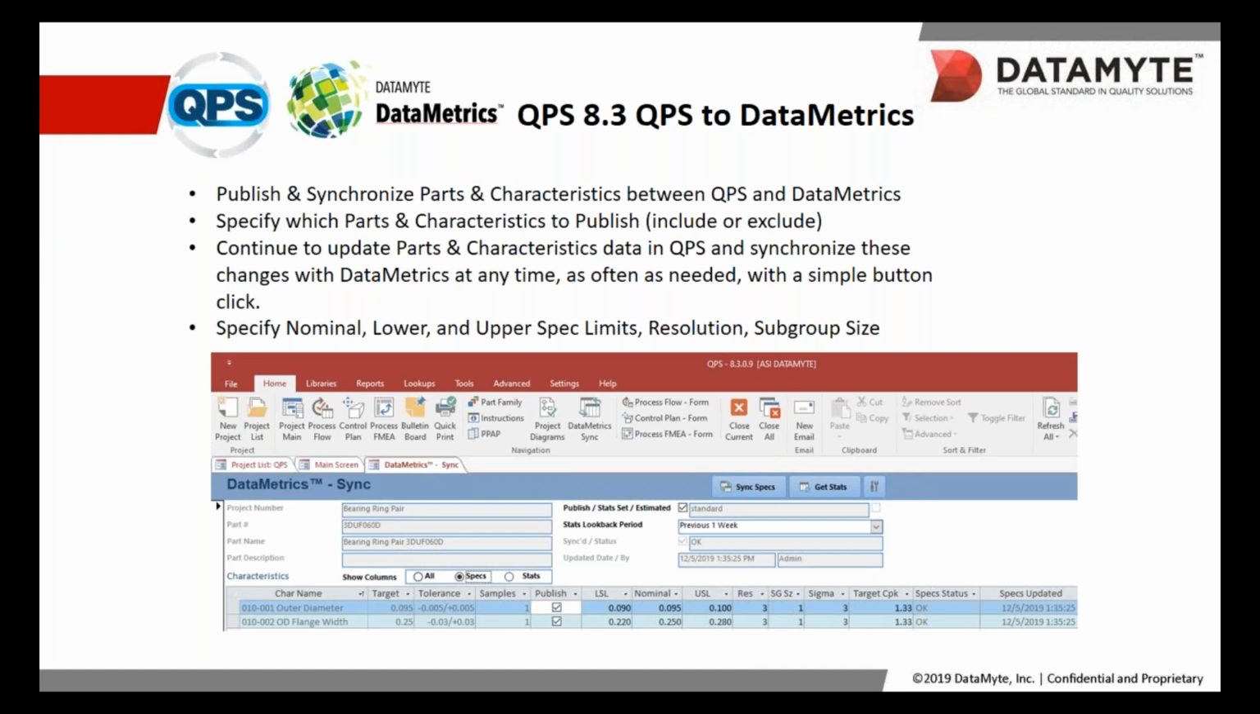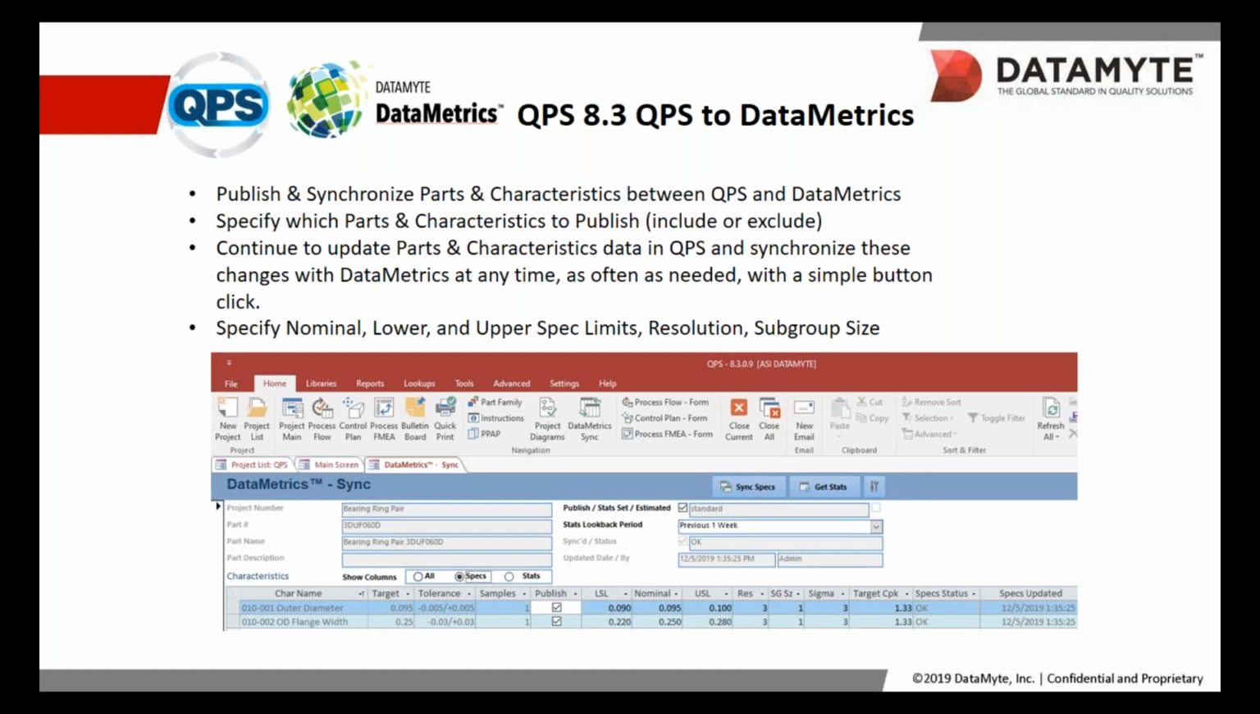And it doesn't necessarily have to be all of the specifications. You will have a choice as to which of the parts and the characteristics that you wish to, what we're calling, publish and synchronize between QPS and DataMetrics. So you will have a pick list of information, not necessarily the entire control plan, but you will be able to pull that information out of your control plan, choose which characteristics you wish to publish, and then have that information sent into and synchronized with the DataMetrics database with a simple button click.